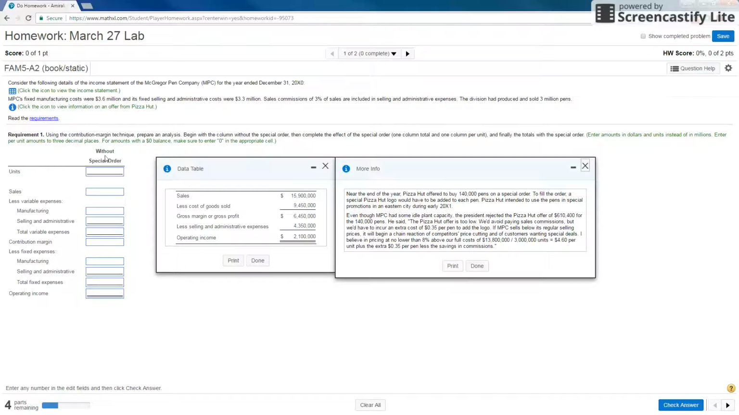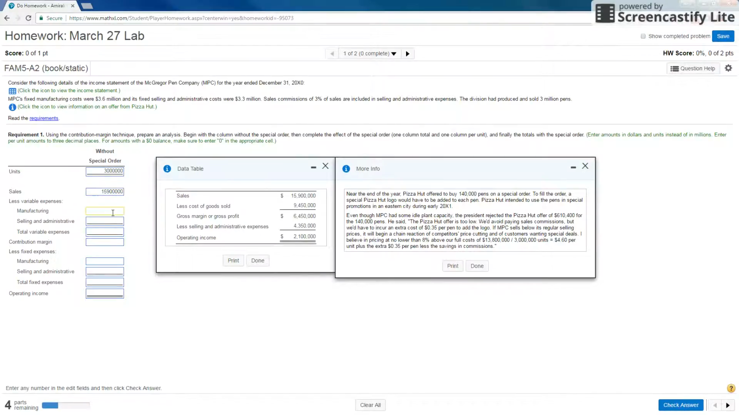So you have to fill out this table without thinking about the special order that the question asks about. The first line is the number of units that we are selling. It's 3 million pens. And the total sales is 15,900,000.